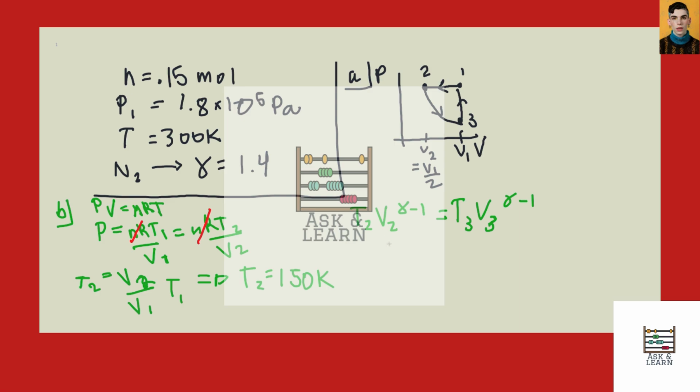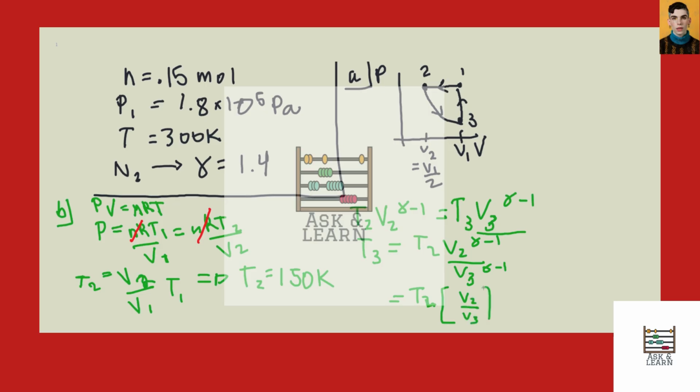The answer really pops out now, it's just doing the math. Some people struggle a little with the algebra and these exponents, so I'm going to write out how to do the algebra. I'm going to divide both sides by V3 to the gamma minus 1. So that's T2 V2 to the gamma minus 1 over V3 to the gamma minus 1. According to algebra, that's the same thing as taking the ratio of V2 and V3 and then bringing it to the gamma minus 1.